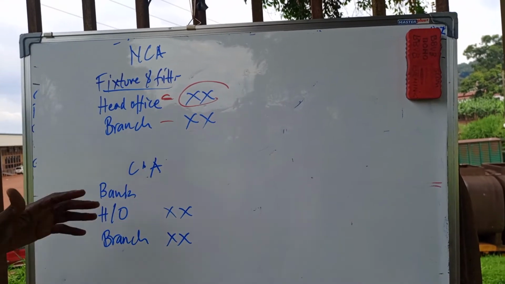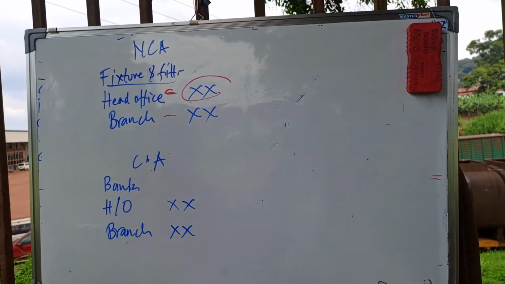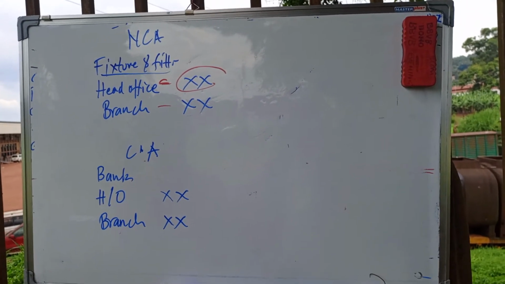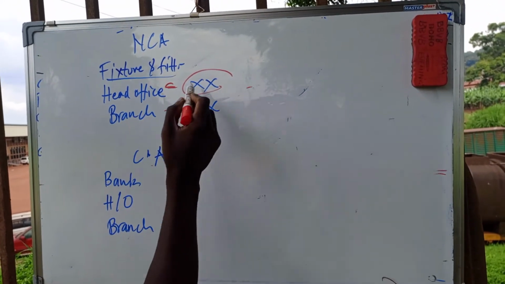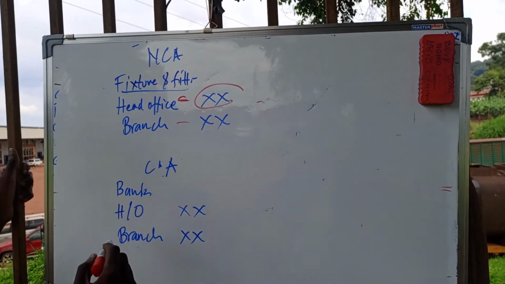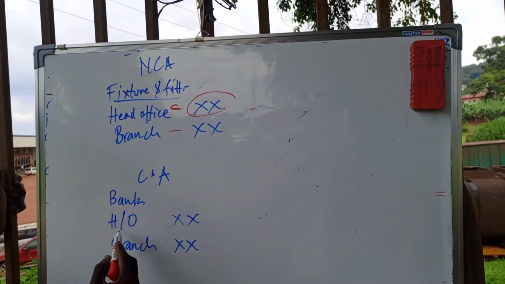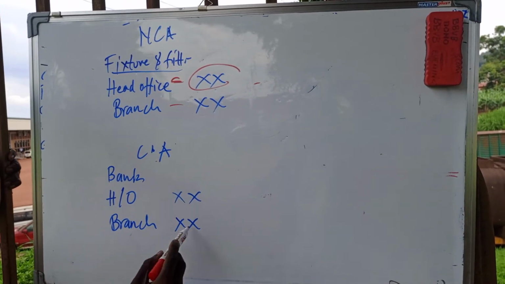When you are recording in the balance sheet, you have to distinguish what goes to the head office and what goes to the branch. So that's the only thing that changes: you just put the detail of fixture and fittings, write head office, put the figure, branch, figure. Then when you go to the current assets, you do the same thing. For bank, you tell us the amount of money that relates to the head office and the amount that relates to the branch.